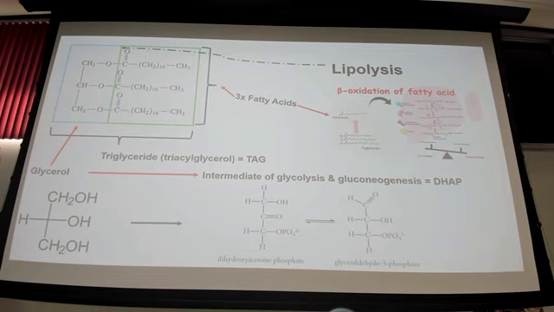So we talked about lipolysis. We know that is the breakdown of triglycerides. So what happens is that the glycerol backbone here will become intermediates of glycolysis or gluconeogenesis in the form of dihydroxyacetone phosphate or glycerol phosphate. And we know the fatty acids will be further broken down via beta oxidation to produce acetyl-CoA, which will then enter the TCA cycle to produce energy. All right, any questions about that?